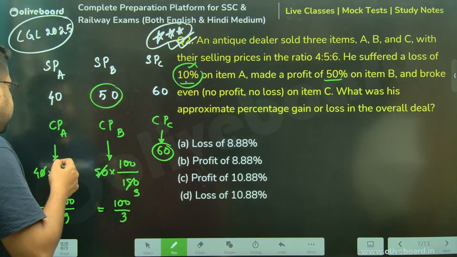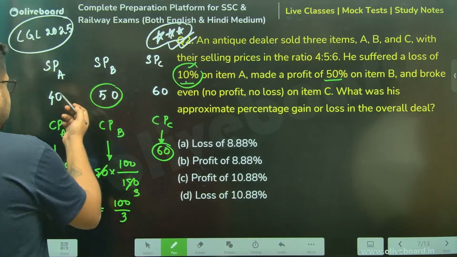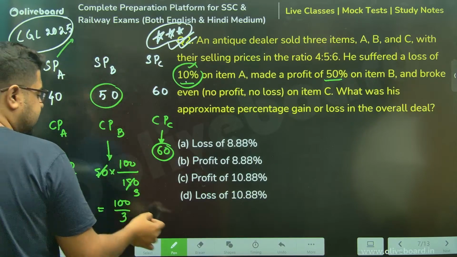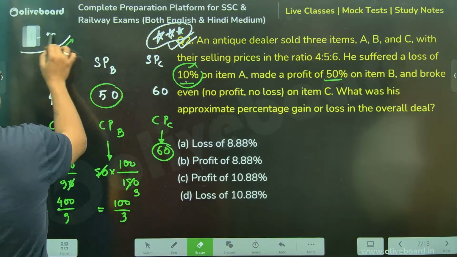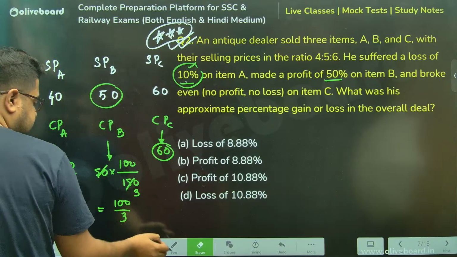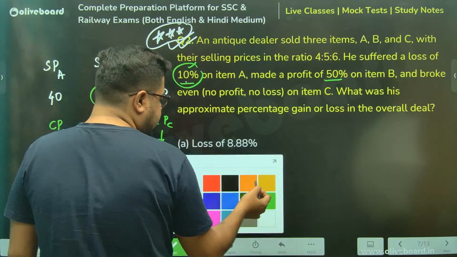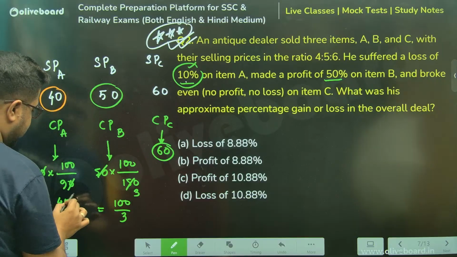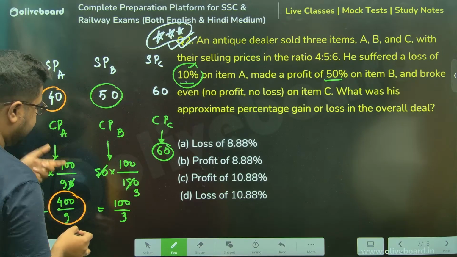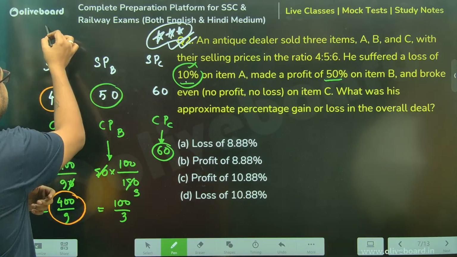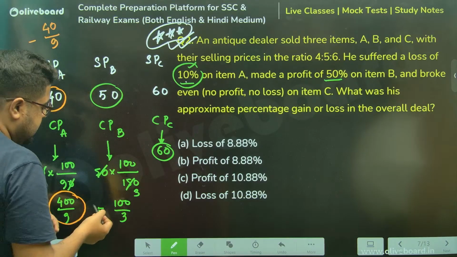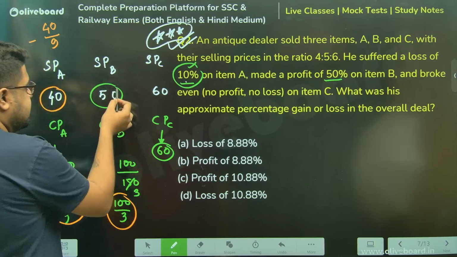Okay, I have calculated this. So, sir, profit from A will be how much? Let me do one thing. I'm just erasing this bit so that you can see. Sir, profit from A will be how much, sir? 40 rupees and 400 by 9. So this is not profit, this is loss. So 40 by 9 rupees is loss, sir. So I'm taking this as negative. Here 100 by 3 and this is 50.